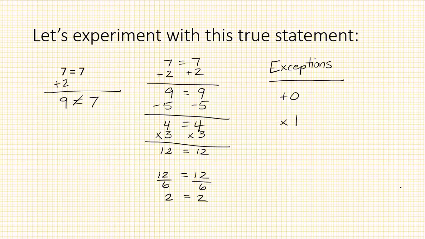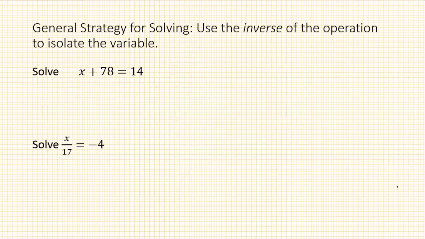Now, why is that useful? Our general strategy for solving equations as they get more and more complicated will be to use the inverse of the operation that you see to isolate the variable. What I mean is, we're trying to change every equation into this form, where the variable is set equal to some value, and then we know that that is the solution.